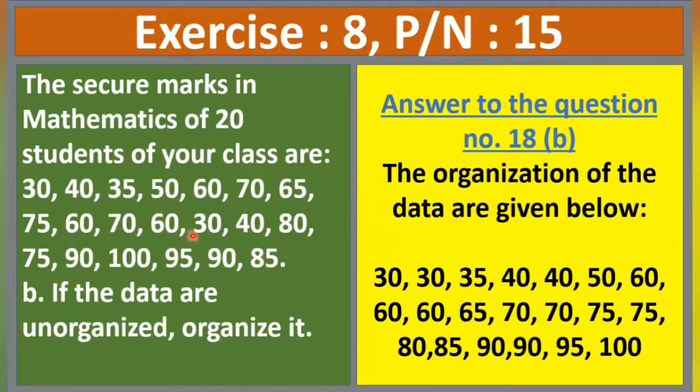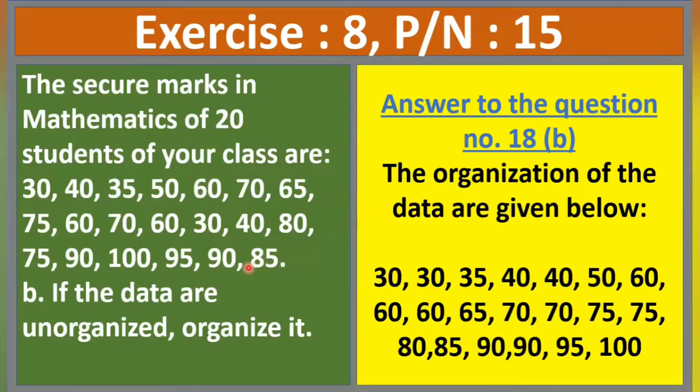Then we will go for which one is the next greater number after 50. Yes, it's 60, and 60 appears how many times here? 1, 2, 3. So I have written 60 thrice. Then we will go for the next number greater than 60. Yes, that is 65. And 65 is how many times here? 1. Yes, it's once here.